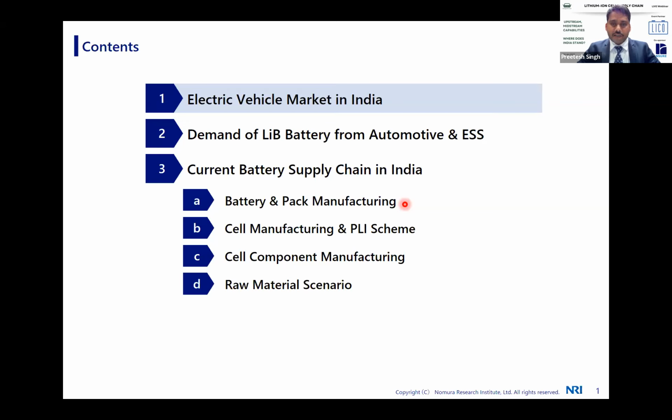Several points have already been covered by Rahul and Utkarsh. So I'll keep skipping some of the contents which are common in the presentations.